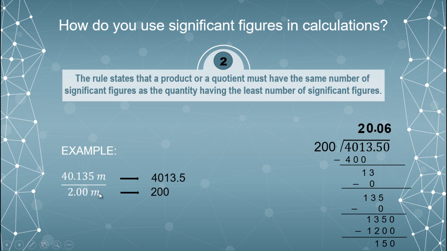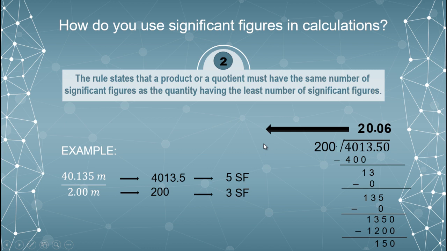Let's go back to our original given. How many significant figures do we have? We have 1. 2 is counted. 0 is counted because it is in between 2 significant figures. So 1, 2, 3, 4, 5 significant figures. And for the divisor, we count the 0 because it is to the right of the decimal point after the first non-zero. So therefore, 3 significant figures.